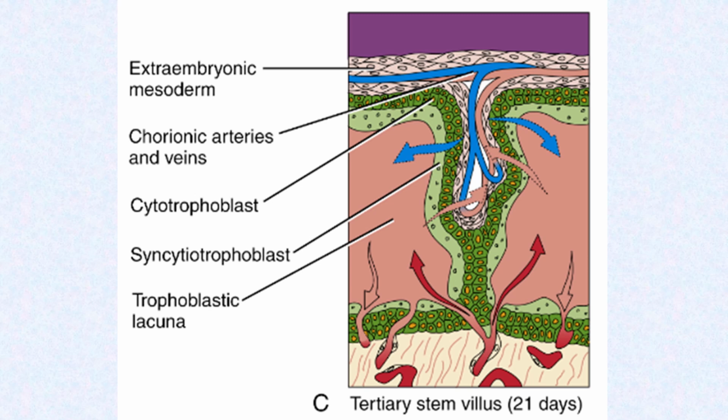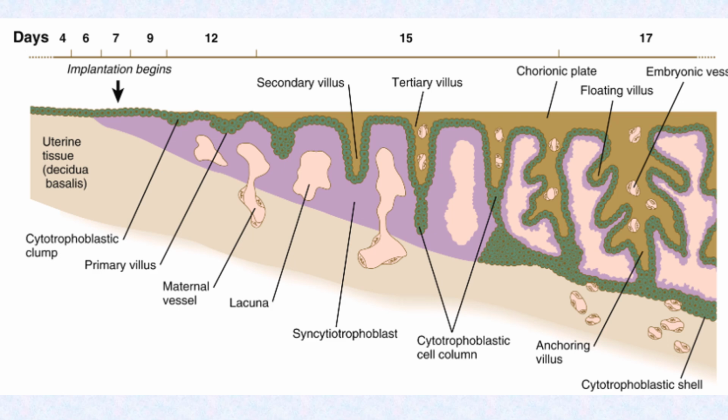By day 21, the mesodermal cord differentiates into connective tissue and blood vessels, forming the tertiary stem villi. After implantation is complete, the original trophoblast surrounding the embryo has undergone differentiation into two layers, the inner cytotrophoblast and the outer syncytiotrophoblast. Lacunae in the rapidly expanding trophoblast have filled with maternal blood, and the connective tissue cells of the endometrium have undergone the decidual reaction in response to the trophoblastic invasion.